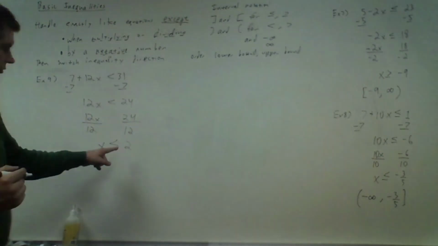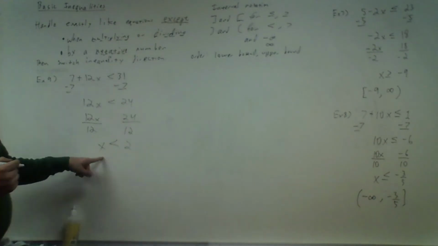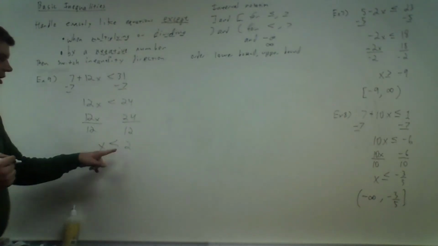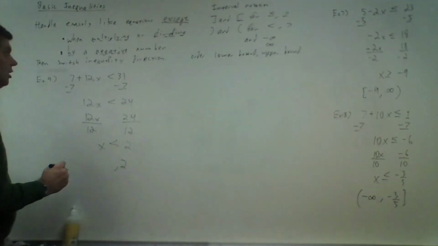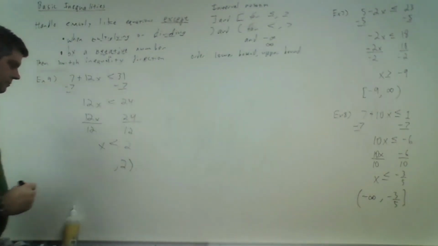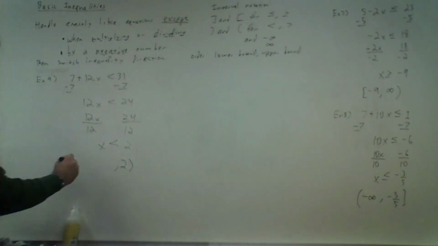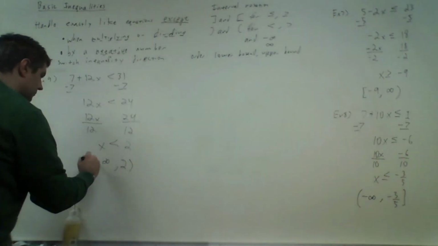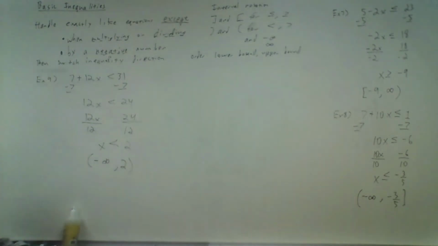Now, x is less than 2, 2 is greater than x. So that makes 2 the upper limit. We put a parenthesis there because it's a strict inequality. There's no lower limit stated, so we use negative infinity. And it always gets a rounded parenthesis because it's infinity.